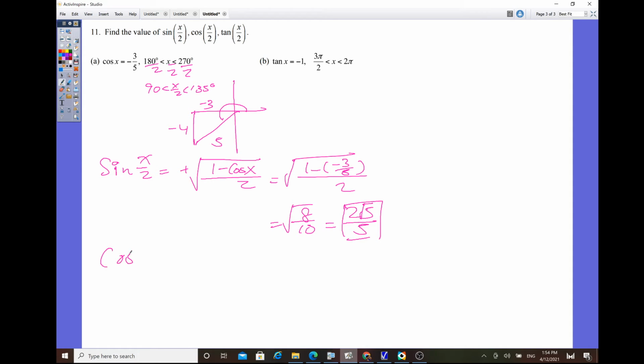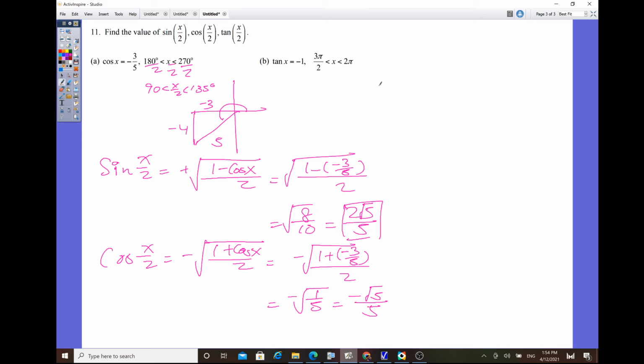And then what about for cosine of the half angle? So that's in quadrant 2, so that means it's negative. So negative square root of 1 plus cosine of x all over 2. So negative square root of 1 plus negative 3 over 5 all over 2. So it's 2/5. So negative square root of 2/5 over 2, which is 2 over 10, 1/5. So negative root 5 over 5.